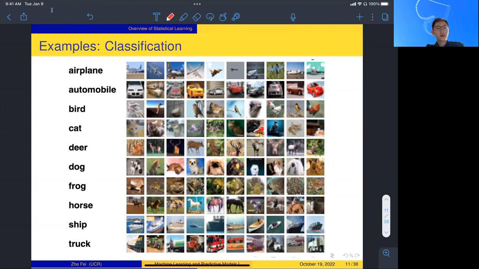Let me try. Yeah, I think there's a name for it. I remember there's a name. Yeah, what's the name for this?